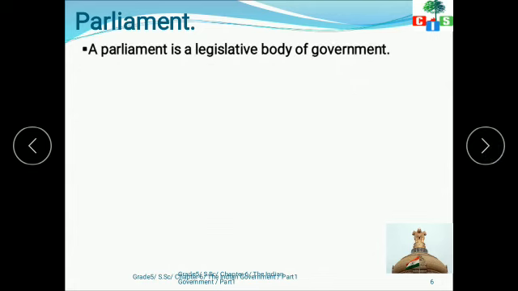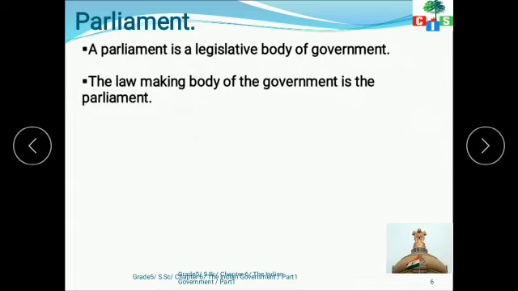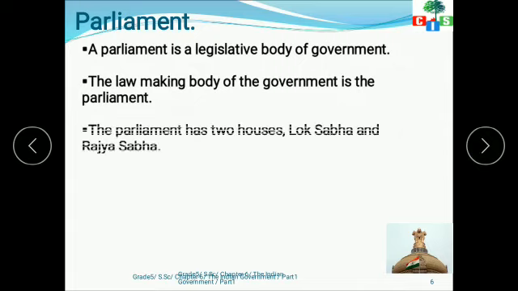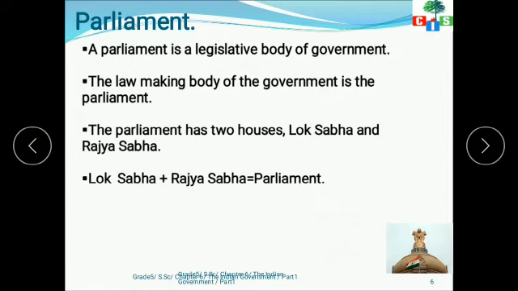Now let's discuss more about the parliament. Parliament is a legislative body of the government. Legislative means it has the power to make laws. So the law-making body of the government is the parliament. The parliament has two houses. The whole parliament is divided into two houses: one is Lok Sabha and the other is Rajya Sabha. So we can also say that Lok Sabha plus Rajya Sabha equals parliament.